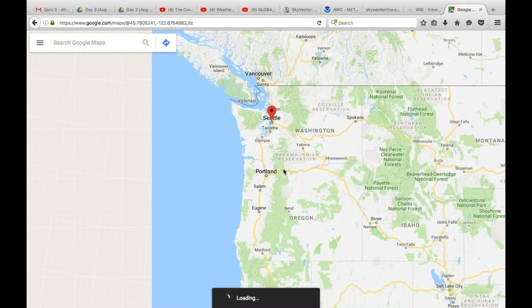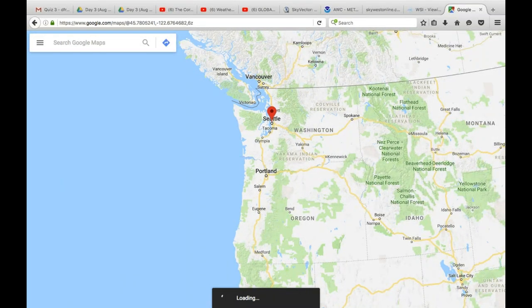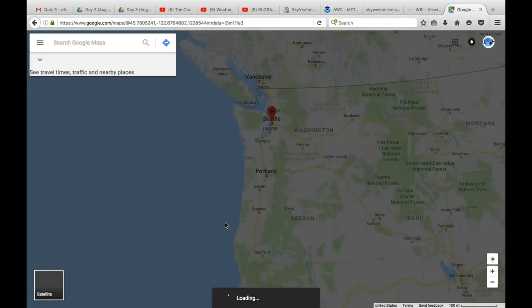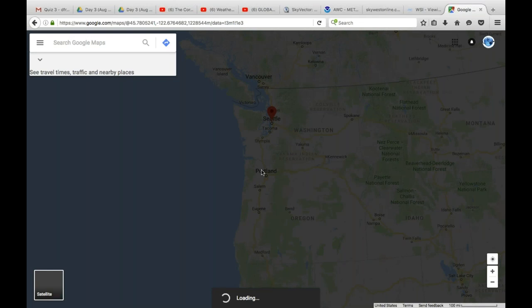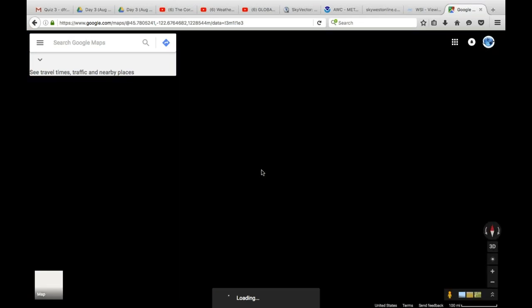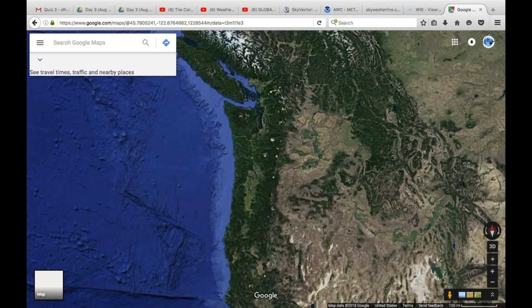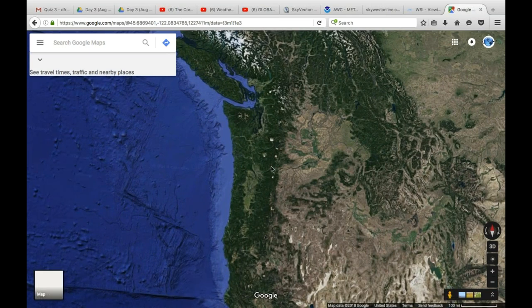Okay, so if we look at these, you can kind of see where it's like National Forest here. I'm hoping that it's going to come up with anything. Well, I want this satellite view that's supposed to pop up down here, so that I can show you the mountains. It's going. So it's super cool. As you can see, these big mountains up here.